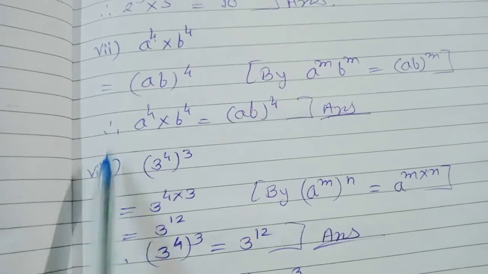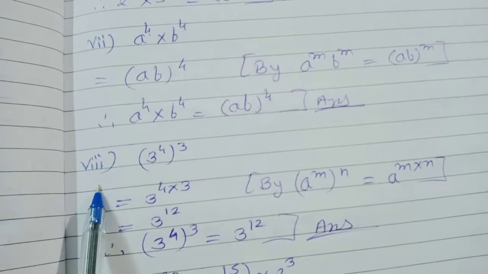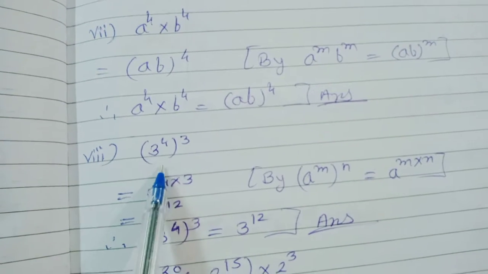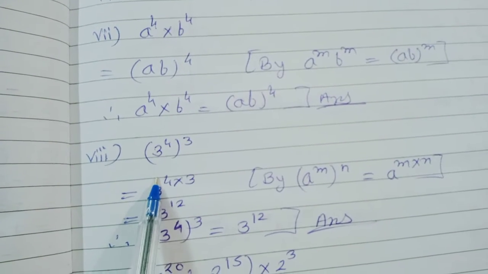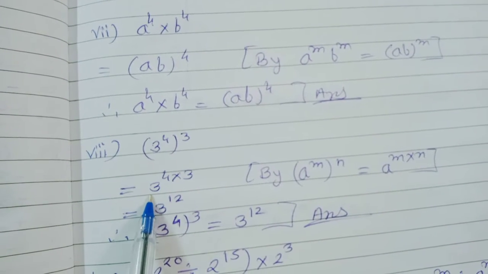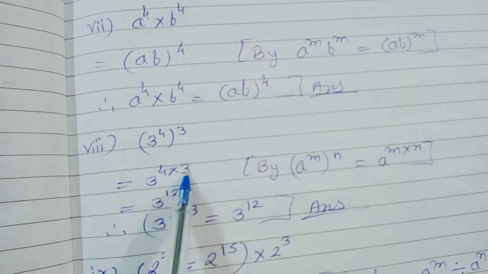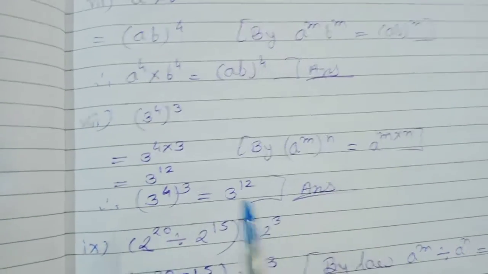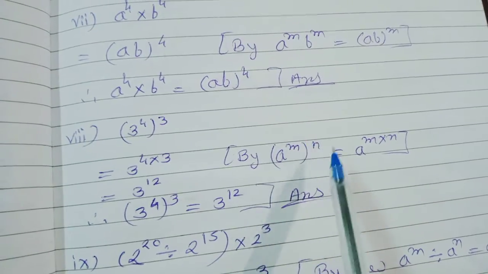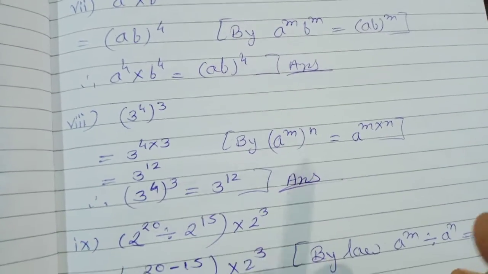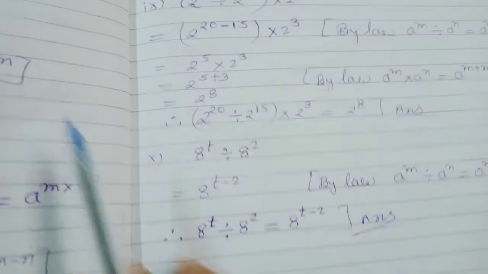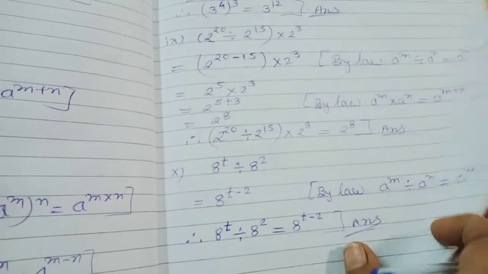Question number 7 is on the same law. Question number 8, 3 to the power 4 into 3. You can write this one as 3 to the power 4 into 3. So it becomes 3 to the power 4 3s are 12. So by which law, a to the power m whole to the power n is equal to a to the power mn. Now question number 9 and 10 you can do by yourself.